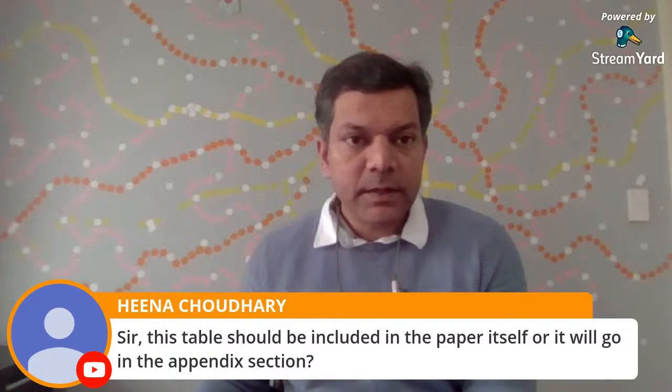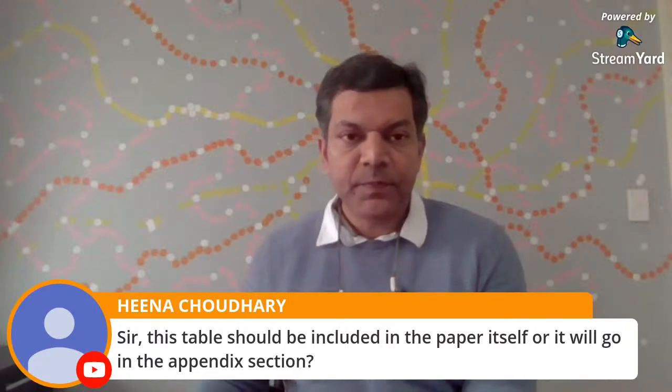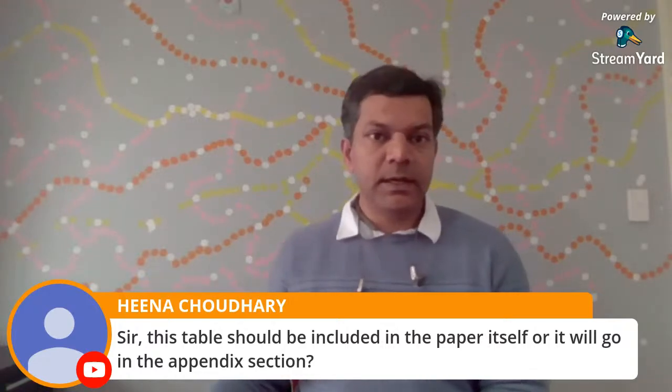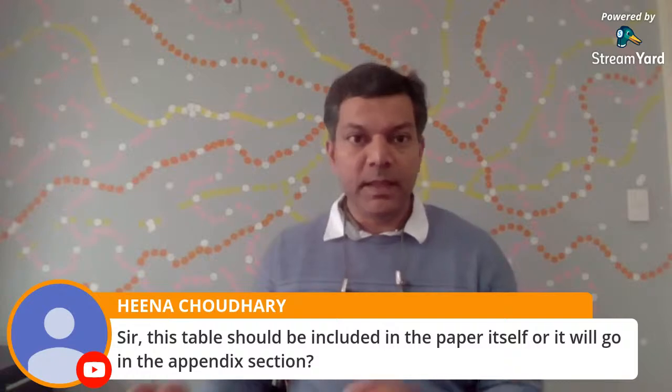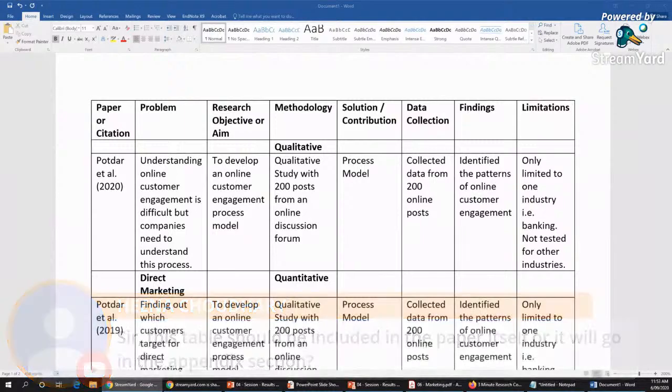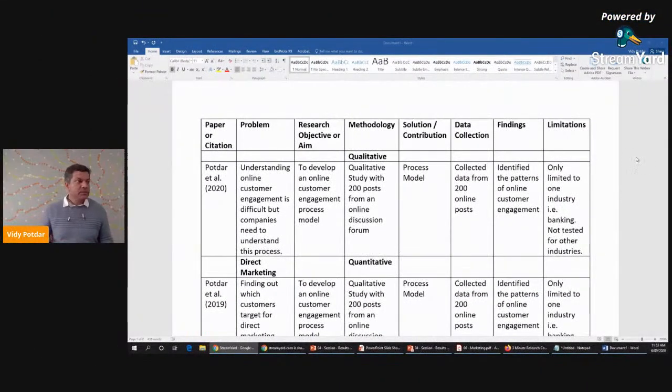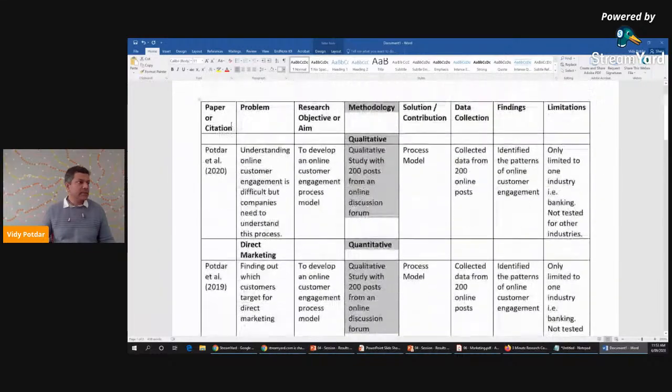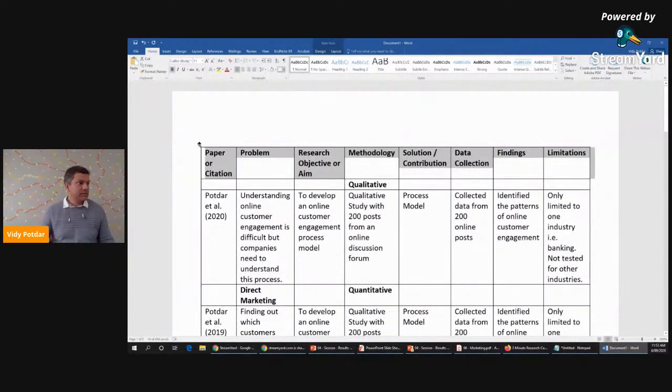Okay, Hina asks, sir, should this table be included in the paper itself, or will it go in the appendix section? I would not include this table as such here. Okay, I'll show you one thing that you can do. This table itself can be used to derive multiple tables. Once you have this complete table done, you could do a table for methodology. You will have different articles and different methodologies. So I'll quickly show you one example. If I copy this.